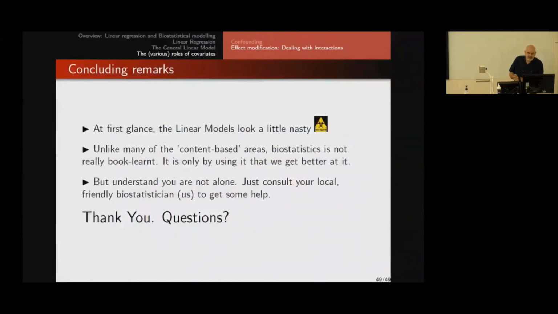Okay, so the first thing I'd say is these linear models when you first look a bit horrible, but they're really not. It's very simple, and the important thing is that you understand why, not how. You don't really need to understand exactly how they work, but more how to interpret it. So just remember that biostatistics is not a content-based area, it's a process-based area. So a lot of the time it doesn't make sense to you when you first cover it, but it slowly creeps in there, unlike a content area where you sort of go, oh yeah, I get it. Okay, so just understand you're not alone, you can always talk to us about these sorts of issues.